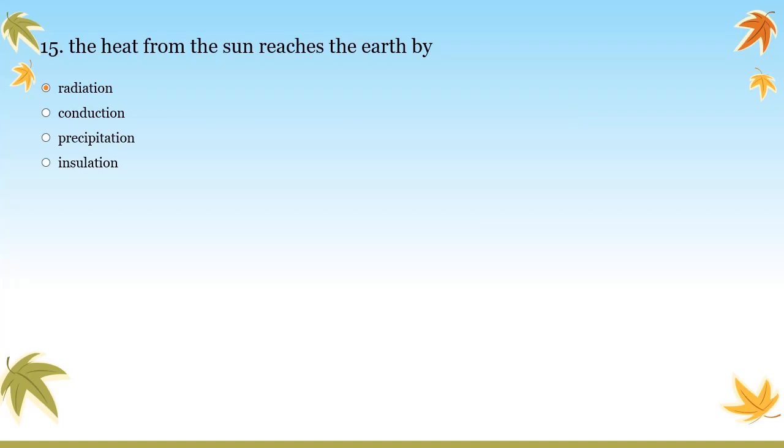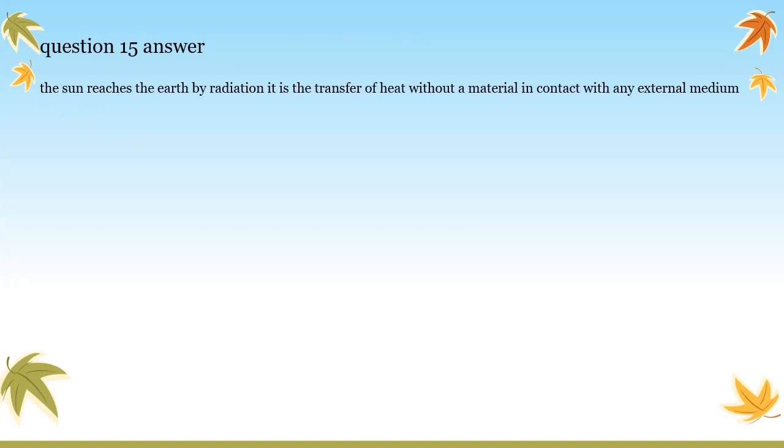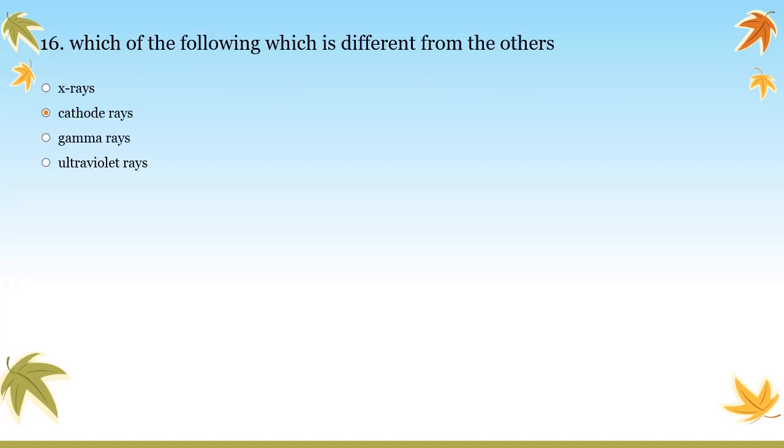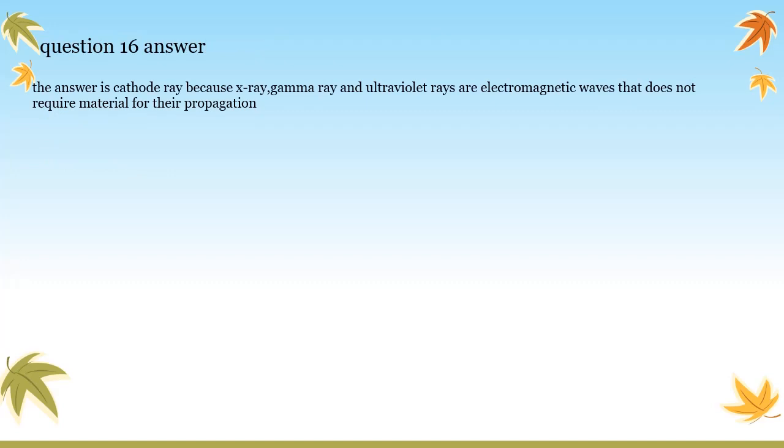15. The heat from the sun reaches the earth by radiation. It is the transfer of heat without a material medium. 16. Which of the following is different from the others? The answer is cathode ray, because X-rays, gamma rays, and ultraviolet rays are electromagnetic waves that do not require any material for propagation.